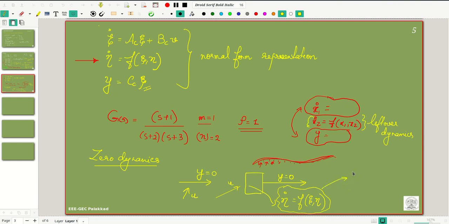So zero dynamics is found by putting eta dot equal to f of (zeta equal to 0, 0) comma eta. So the dynamics of the system when the output is pushed to 0 using some input is called the zero dynamics of a system. Zero dynamics is studied by studying the stability of eta dot equal to f of 0 comma eta.